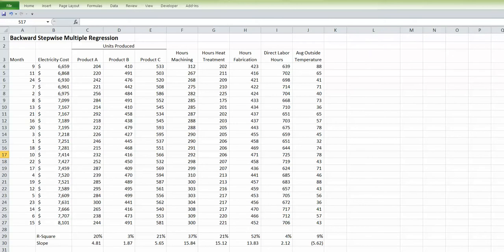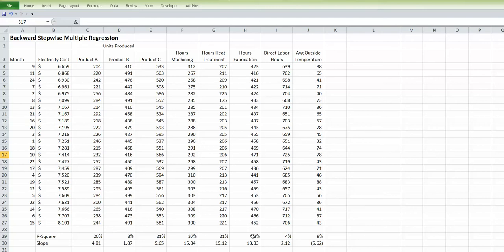In this video, we're going to walk through a backwards stepwise multiple regression model to predict electricity cost using 8 independent variables. To begin with, I've used Excel's slope and r-square functions to calculate the r-square and slope for a linear regression model using each of our independent variables.